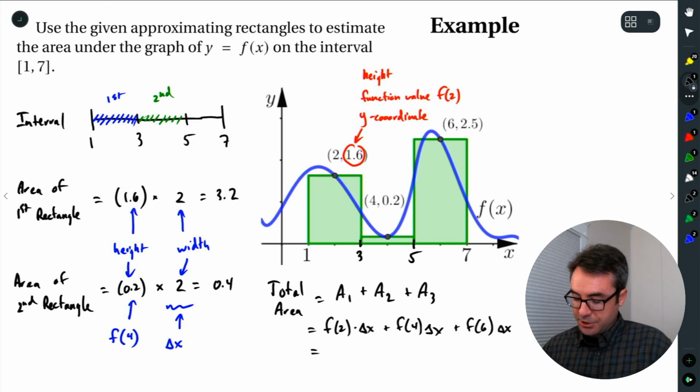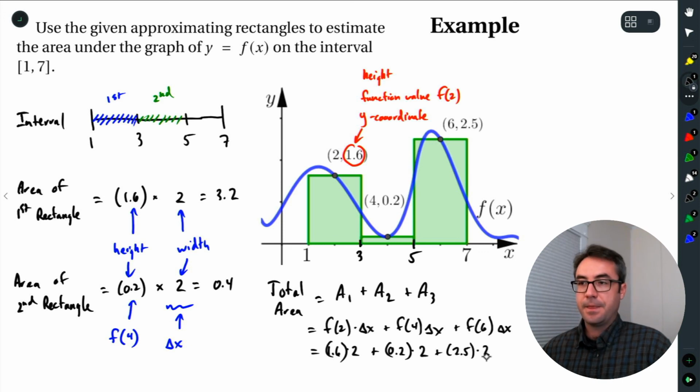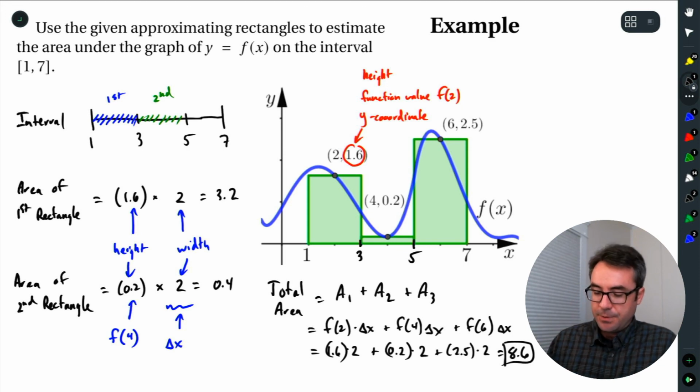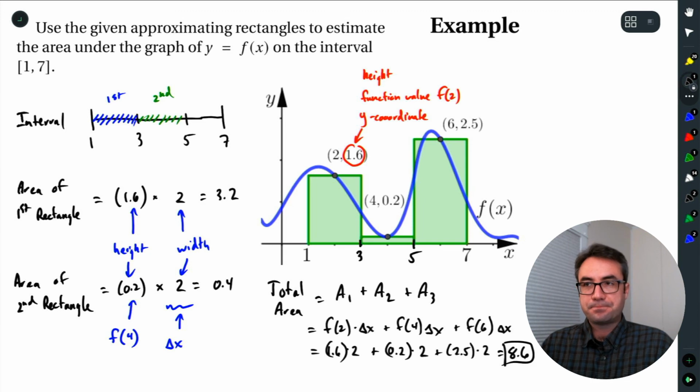And if we do all these calculations, what do we get? We get 1.6 times 2 plus 0.2 times 2 plus 2.5 times 2. And if we add all that up, we end up with 8.6. So there's an estimate, an approximation for the total area under the curve. In this one we did 3 subintervals, and then we found the area for each of the corresponding rectangles, and added those areas together to give us the total area.